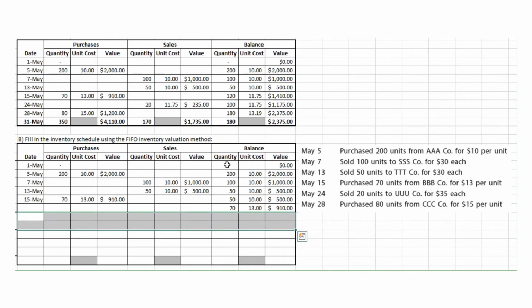So the next transaction, on May 24th, is that we sold 20 units. We still had more than 20 units left at $10, so we will sell all 20 at the $10 rate, leaving 30 units at the $10 rate and 70 at the $13 rate.